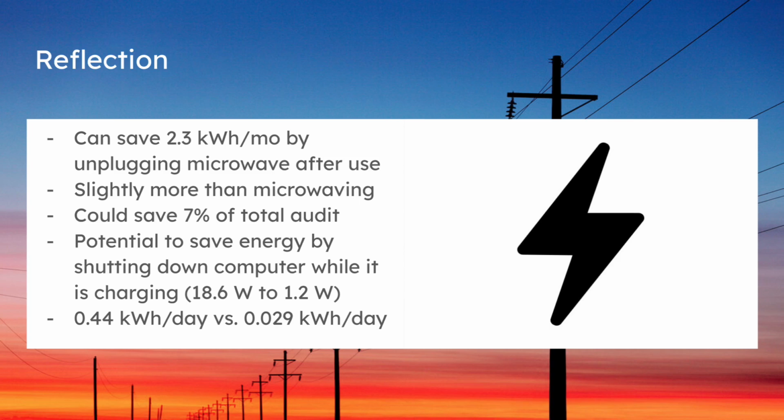For one, I found that it's possible to save 2.3 kilowatt hours a month simply by unplugging the microwave. This is because the light on the microwave actually ended up using slightly more electricity per month when compared to the actual energy from when we were using the microwave, which I was not expecting, but we don't microwave too often, I guess, so it makes sense. But this could save a total of 7% of the total energy that I calculated from this audit.